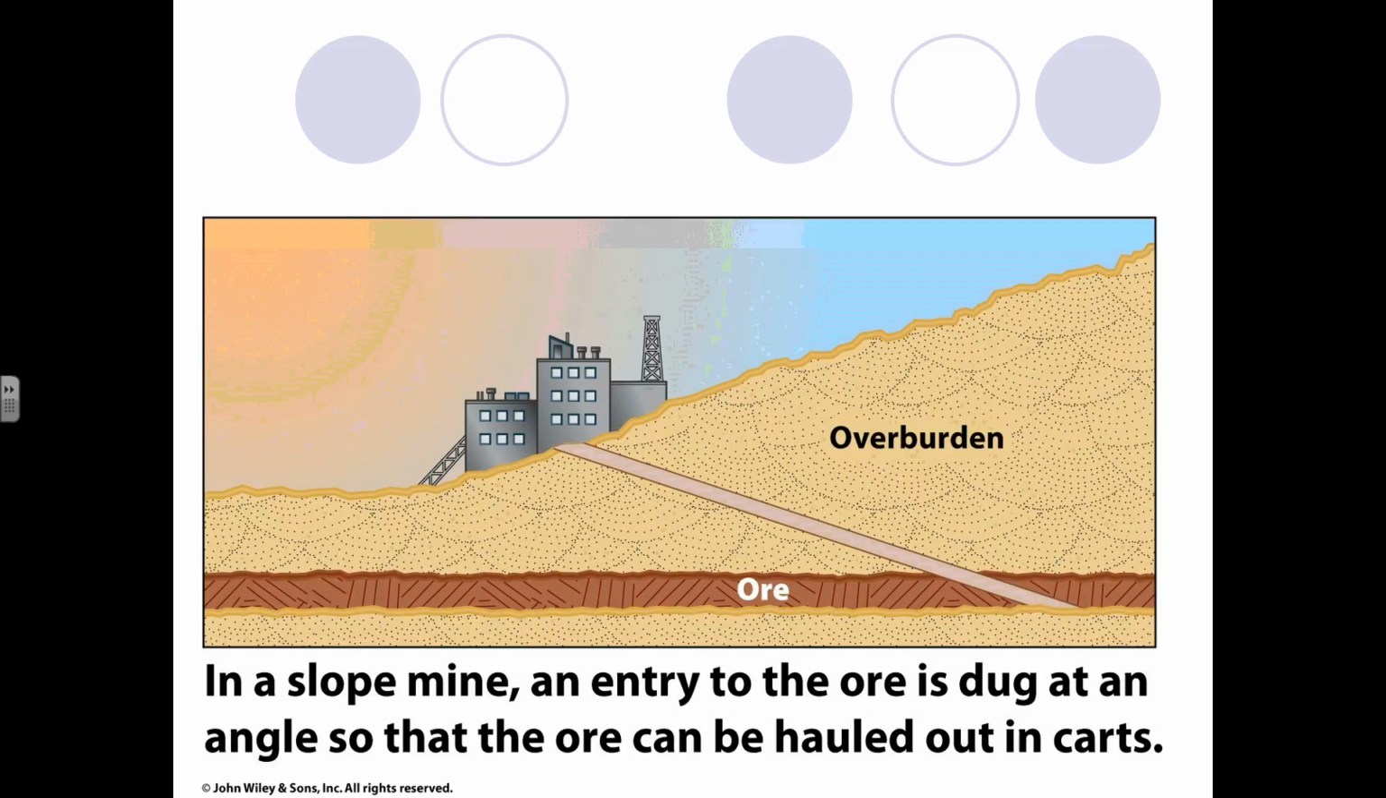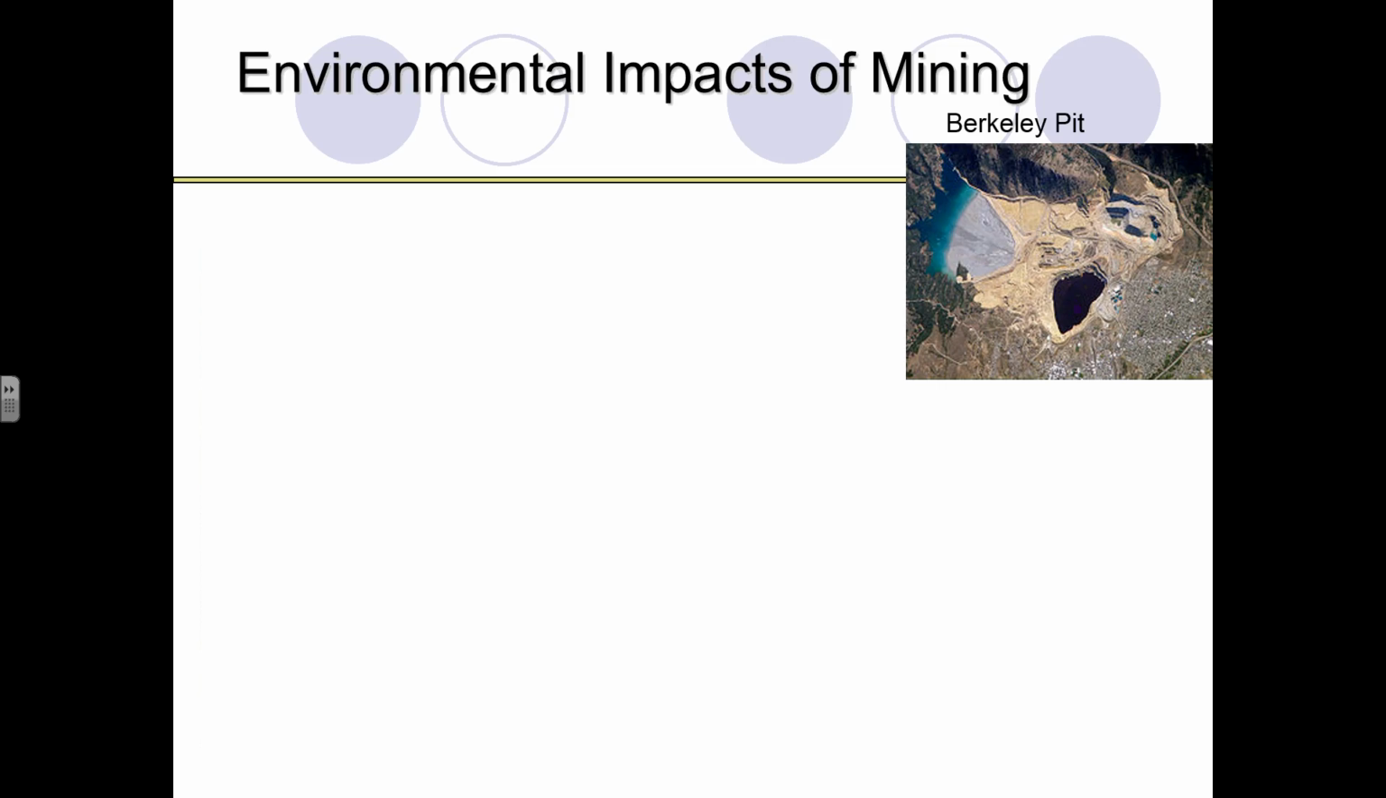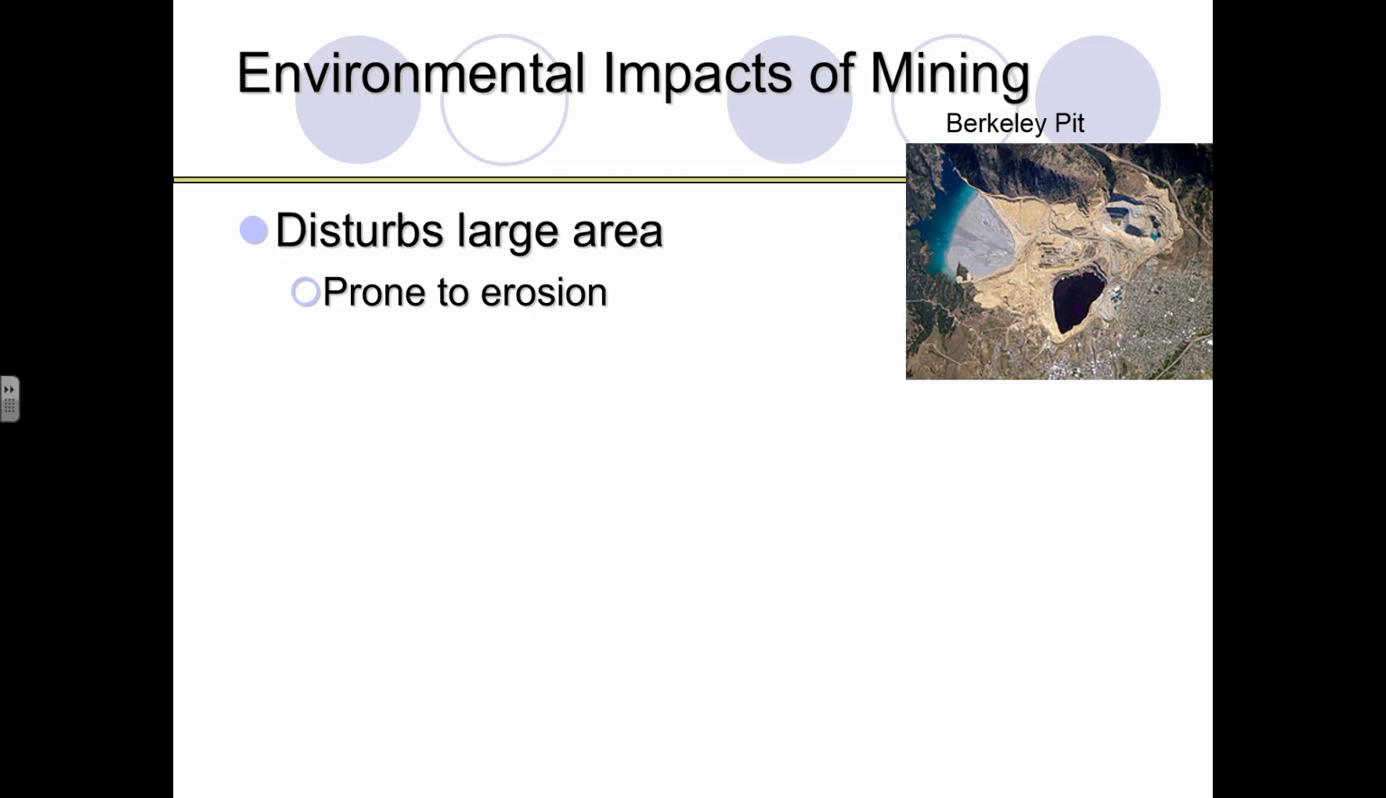Okay, so some environmental impacts of mining. Let's look at what we have here. First off, as I just mentioned a second ago, especially with surface mining, anytime you're going to remove the natural vegetation that's holding the soil in place, all the root systems, we're removing it all. Anytime you're going to do that, you're going to make the land prone to erosion. So erosion, your first one.